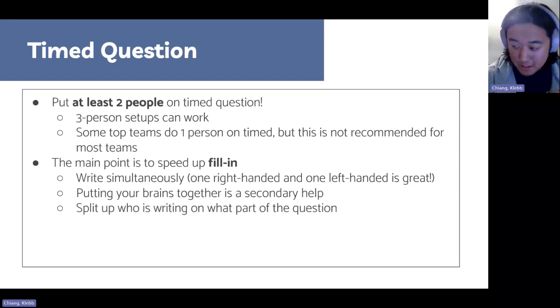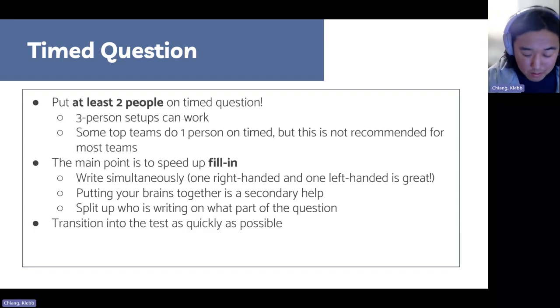write everything that's on the left-hand side. You're going to write everything that's on the right-hand side. I think I flipped that. But basically divide the question in half and have a plan going in, like, okay, who's going to write where? Having 2 brains on the question is a secondary effect. It's nice, but the writing is actually the #1 thing, in my opinion.